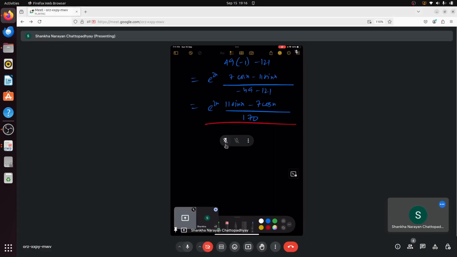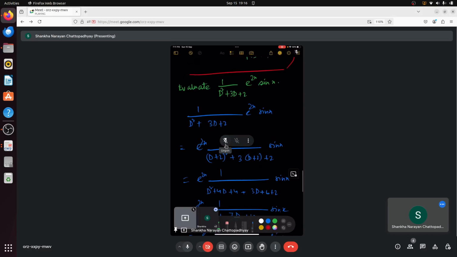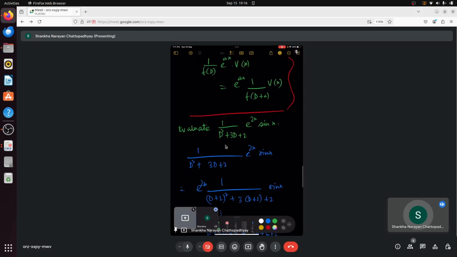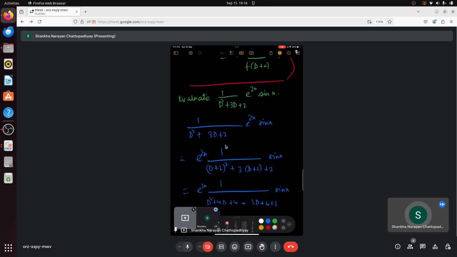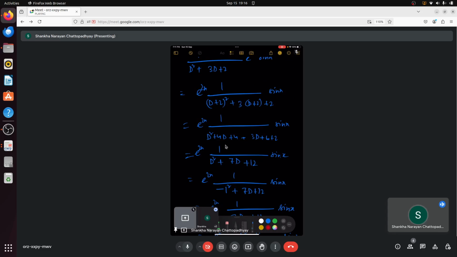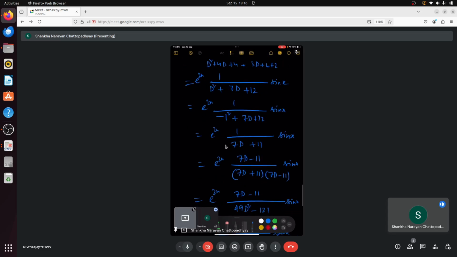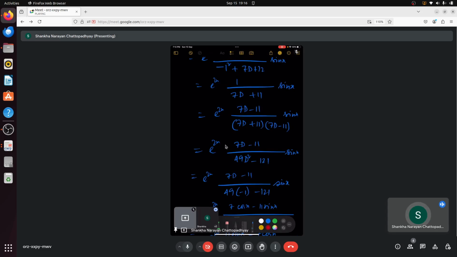So just quickly go through what I have done. Evaluation of 1 by D squared plus 3D plus 2, e to the power 2x, sin x. You keep e to the power 2x outside, then its effect will be f(D plus 2). You substitute D with D plus 2, then just some simple algebraic calculation.